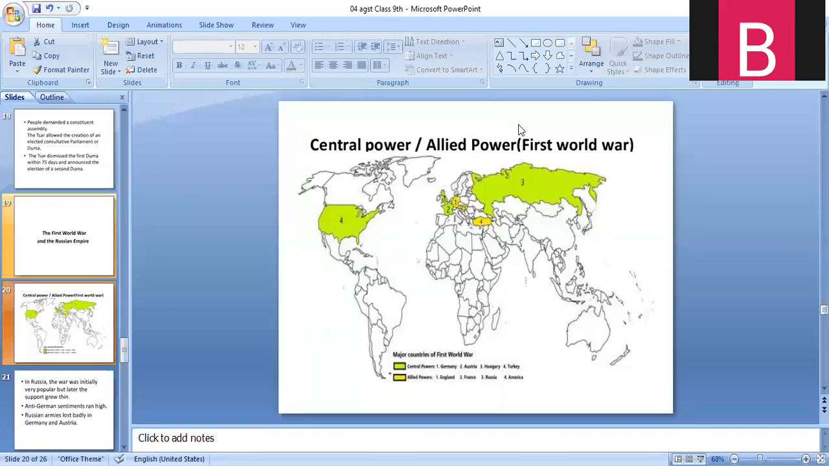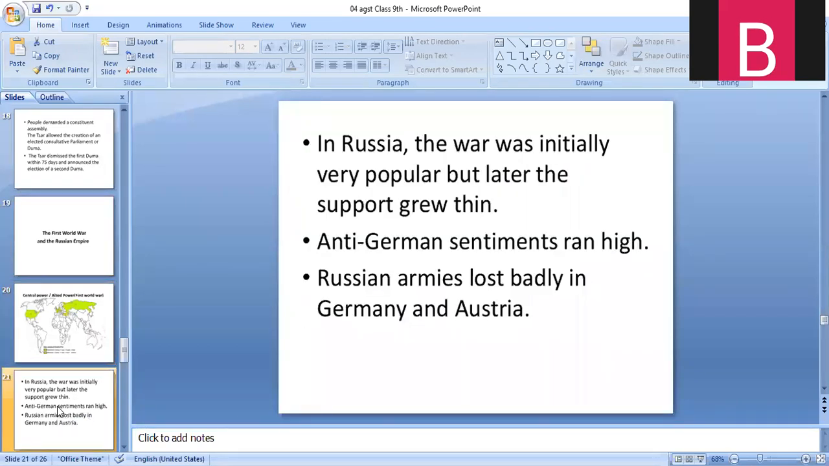Now we will discuss the impact of the First World War on the Russian economy, or what the condition of Russia was during the First World War. Russia became a part of the First World War in 1914. In the beginning, the war was popular. The Tsar refused to consult the main parties in the Duma. This led to weakening support within Russia. Anti-German sentiments among the Russians were on the increase because they were against Germans.